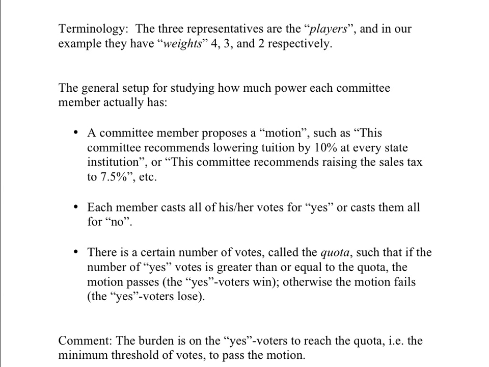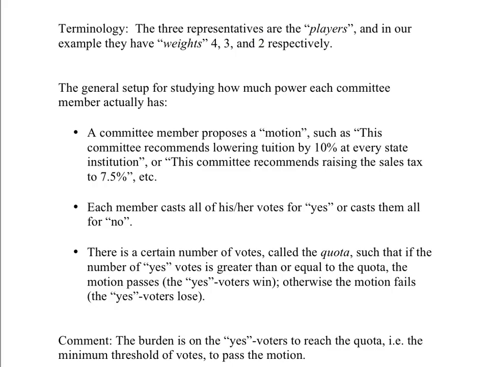It will be helpful to have some terminology to describe this kind of situation. So the 3 representatives are called players, and the number of votes each one casts, each casting their votes as a block, are called the weights. So the weight of the Northern Jersey representative is 4. The weight of the Central Jersey representative is 3, and the weight of the Southern Jersey representative is 2.